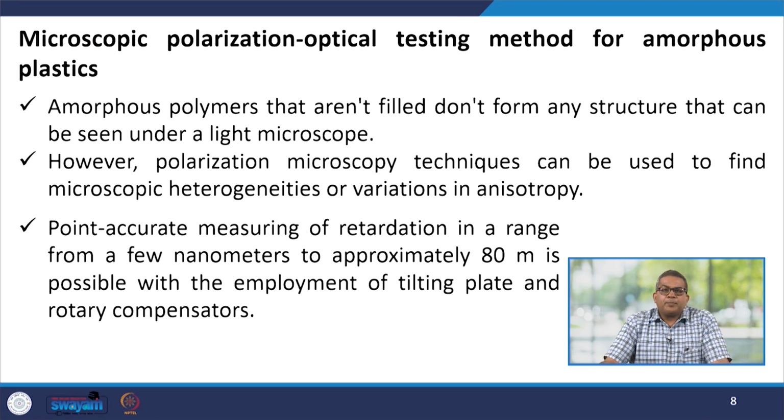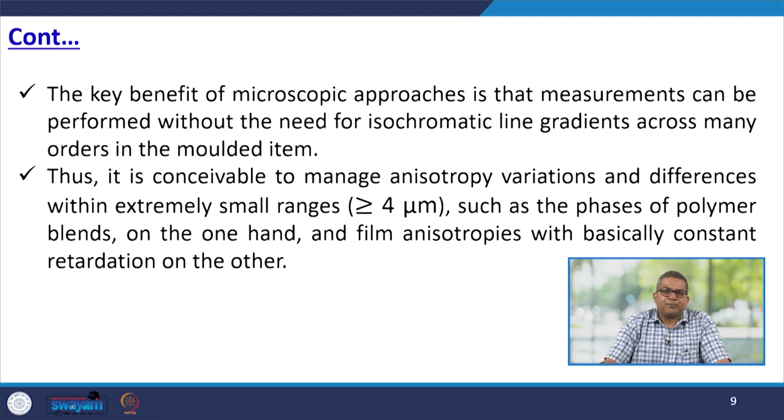Now, the microscopic polarized light testing method for amorphous plastic. Amorphous polymers that aren't filled don't form any structure that can be seen under a light microscope. However, polarization microscopy techniques can be used to find microscopic heterogeneities or variations in anisotropy. Point-accurate measurement of retardation in a range from a few nanometers to approximately 80 micrometers is possible with the employment of tilting plate and rotary compensators.